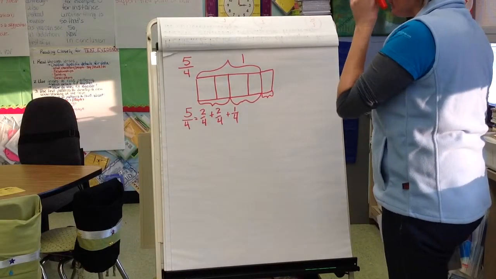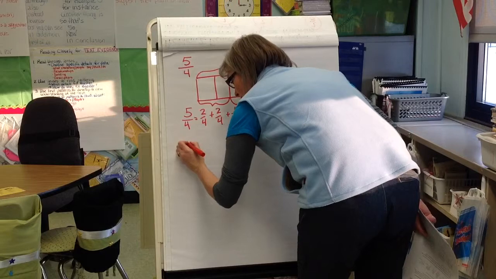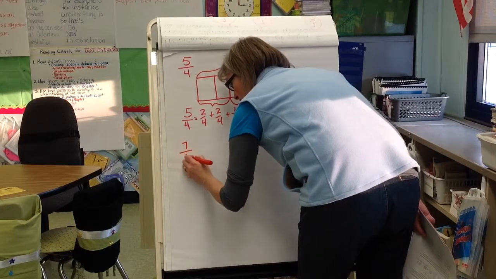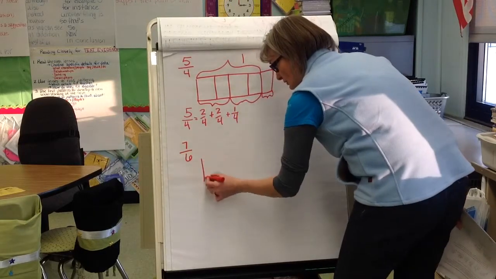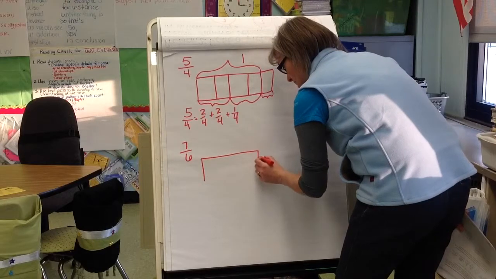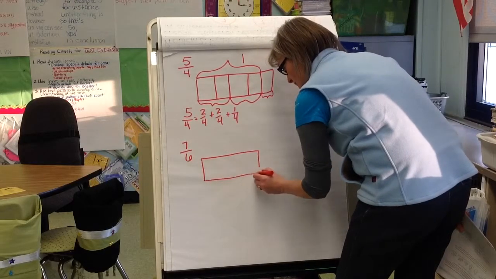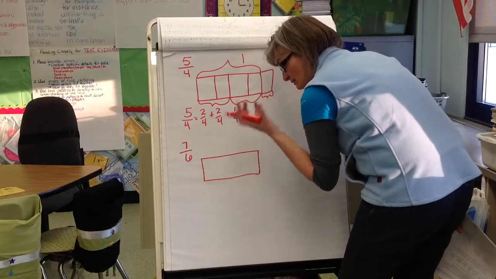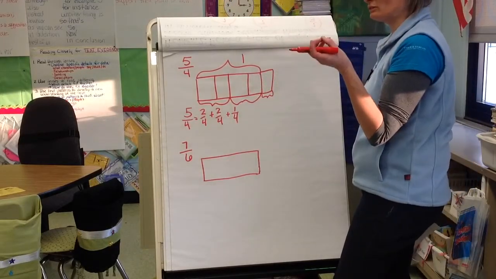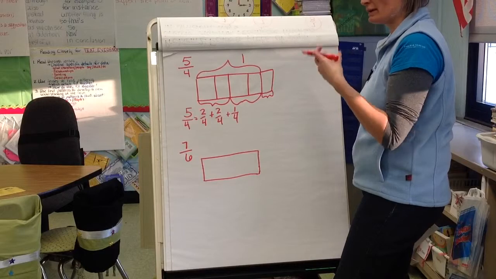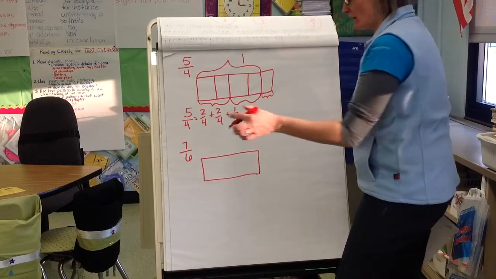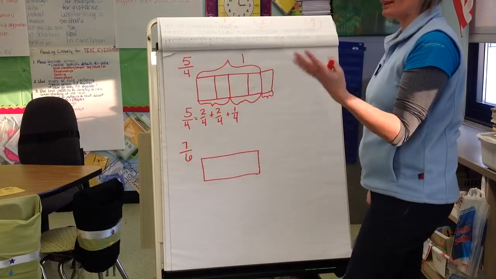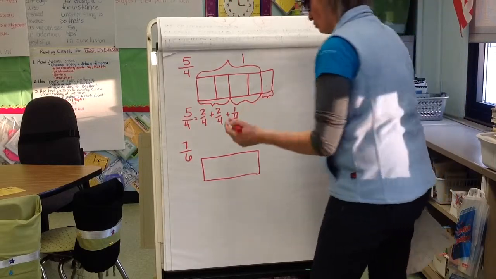Alright, let's try another one. Let's try 7/6. Let's draw our tape diagram. Okay, the unit fraction is sixths. That means it takes 6 pieces or parts to make the whole. The whole is 6. We have 7/6. That means we have more than one whole.